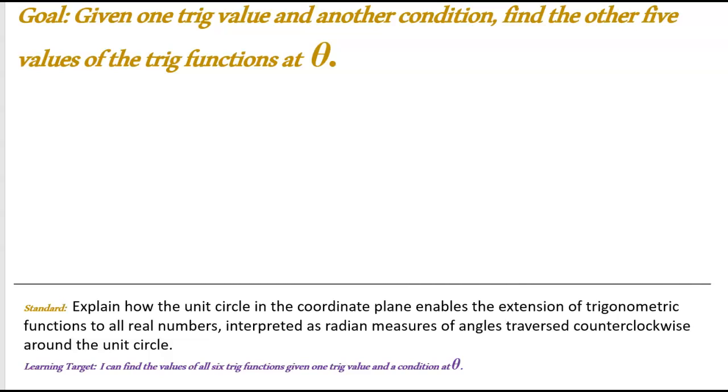Okay, so our goal today, in this video, I'm going to give you one trig value. Just one trig value instead of two. So far, we're used to you give me two trig values, I'll find the other four. Well, now it's going to be one trig value and then some other condition that tells me something about the angle. And then you're going to find the other five trig values. All right, so let's dive in.